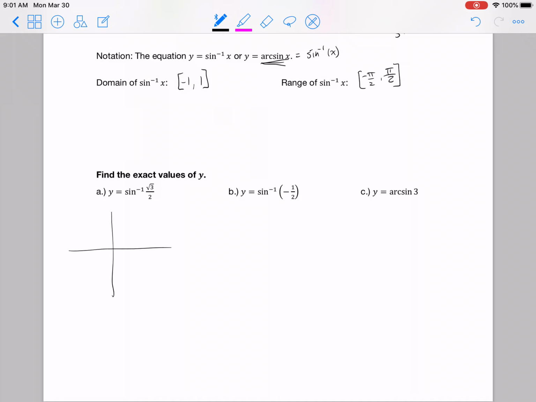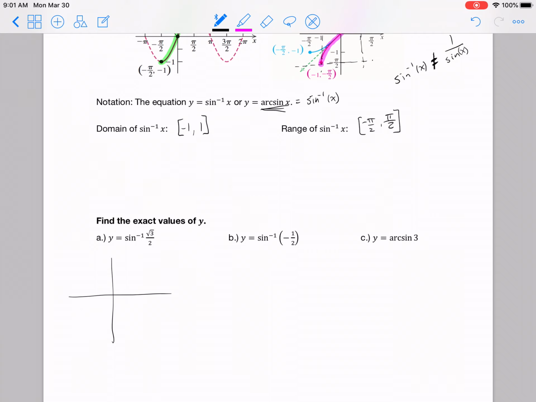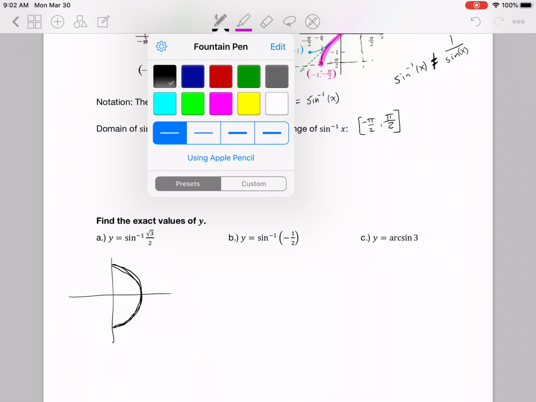And so what we can do is remember that we're looking for values that are basically on this side of the unit circle here, because we've restricted ourselves between -pi over 2 and pi over 2. And if we look at that, we need to find all the values that have sine or y values of square root of 3 over 2.